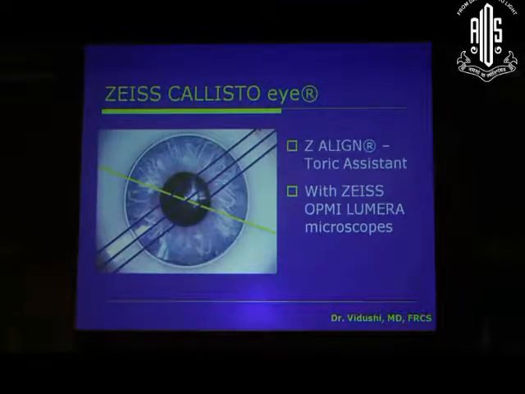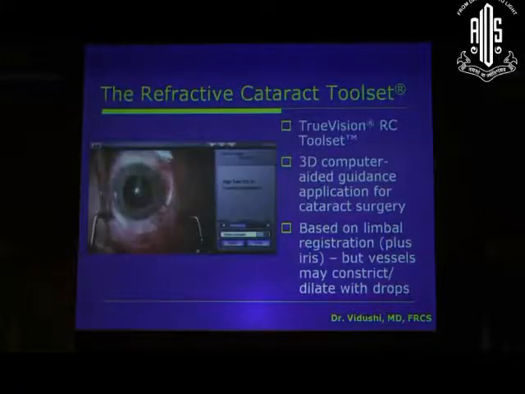With the Zeiss OPMI Lumera, you already have the Z Align Toric Assistant, which again helps in aligning the IOL. This is not yet available commercially in India, but many people use it in the West. This is a refractive cataract toolset available from TrueVision. It gives you a three-dimensional computer-aided guidance application for cataract surgery, and this is also based on limbal and iris registration. It is, however, claimed that in limbal registration, many people actually do it without these equipments: they look at episcleral vessels preoperatively and take photographs, and then they take a photograph post-operatively.